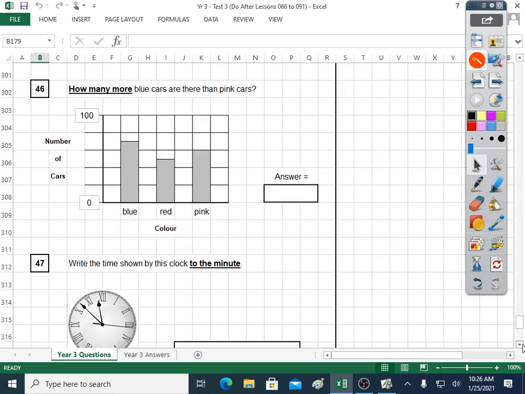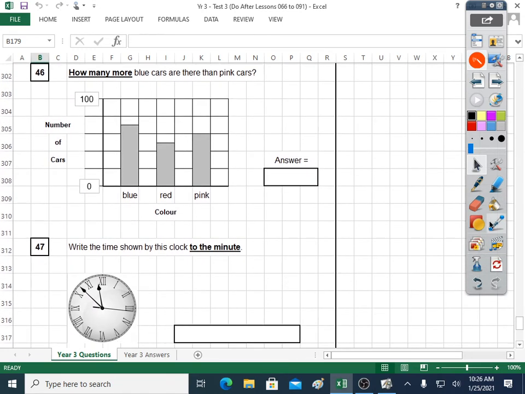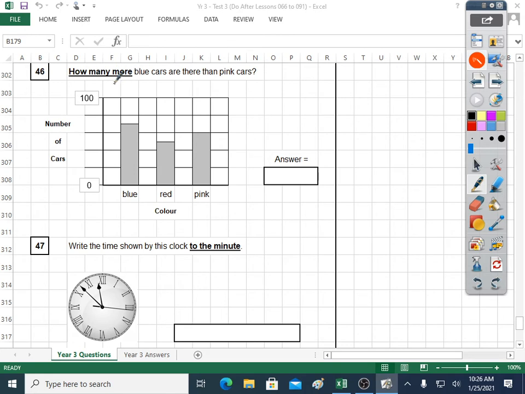How many more? That's a great phrase in maths, great trick phrase, because how many more means minus. More normally means plus, but how many more or how much more means minus. How many more blue cars are there than pink cars?